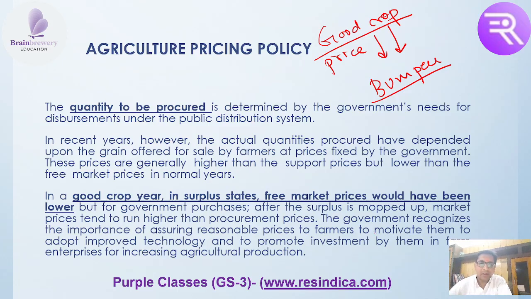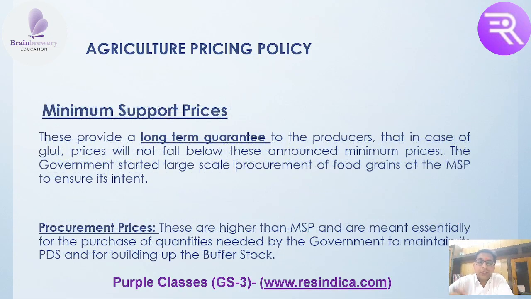So government recognizes the importance of a reasonable price to the farmer. Okay, so here government says that even if the prices become lower, we will be buying at MSP, whatever we have offered you during the time of sowing, right? Now that is called minimum support price. This is a long-term guarantee that has been given to the producers.